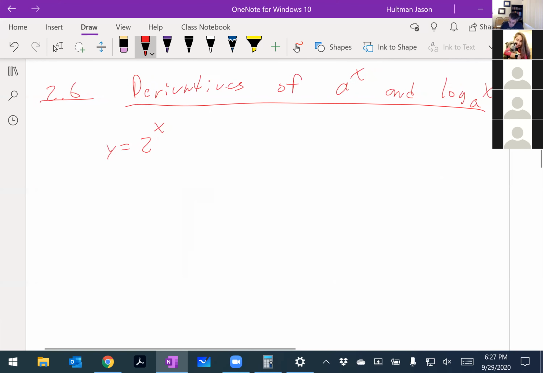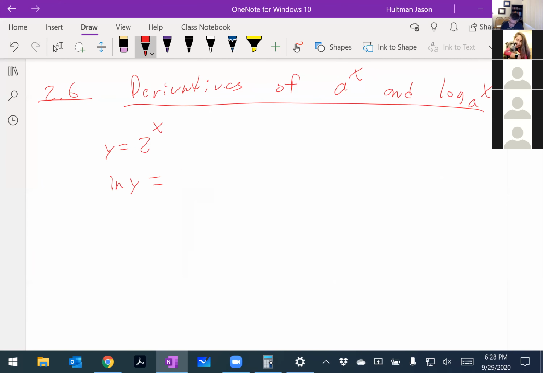I would say natural log y is equal to the natural log of 2 to the x. Okay, and I know that now I can bring this down and put it in front. So that's natural log y is equal to x times natural log 2. Okay, now what I'm going to do is take the derivative of both sides. Well, the derivative of a natural log is just 1 over that value. So this is 1 over y. Okay, and then I'm going to put a y prime, because I took the derivative of y, which is y prime.